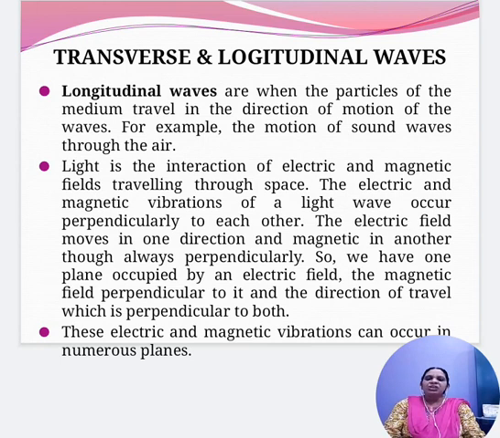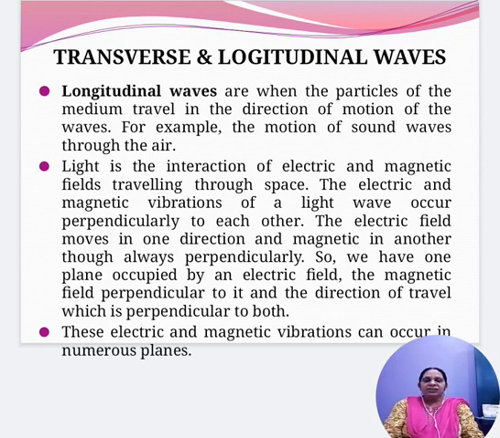Light is the interaction of electric and magnetic fields traveling through space. Light waves are electromagnetic in nature. They are formed by the interaction of electric field with the magnetic field. The electric and magnetic vibrations of the light wave occur perpendicular to each other. The electric field moves in one direction and the magnetic field is in another direction, always perpendicular to the electric field. So we have one plane occupied by the electric field, the magnetic field perpendicular to it, and the direction of travel perpendicular to both.